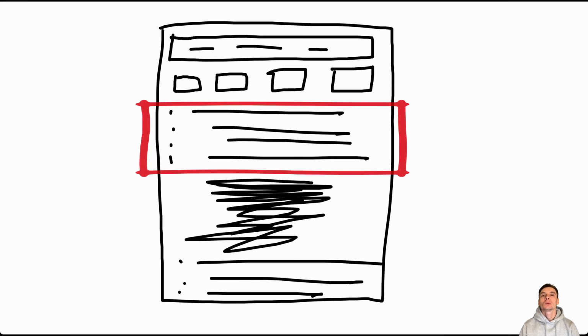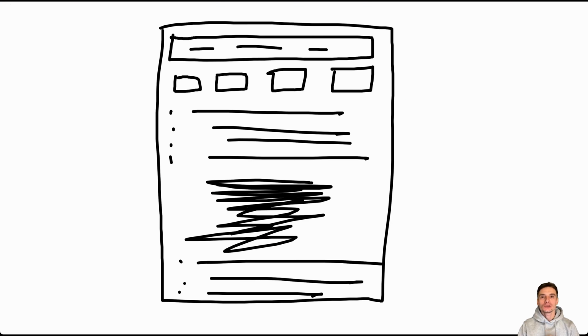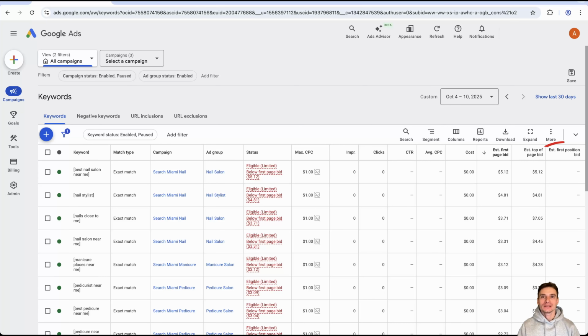These are those 4 blocks at the top. Something may change in the future and it may look different, but in general this is the top of the page. These blocks are located between the search bar and the organic results. And the next one is estimated first position bid. Here everything is very simple. This is it. This is our first position.